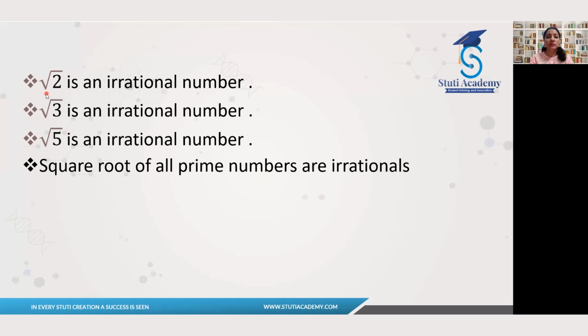Please notice, square root of all the prime numbers, they're irrational numbers. For example, we have square root of 2. 2 is a prime number. So square root of 2 is an irrational number. Square root of 3 is an irrational number. Square root of 5 is also an irrational number. So square root of all the prime numbers, they're irrational numbers. Now this we'll be discussing in detail in the live class.